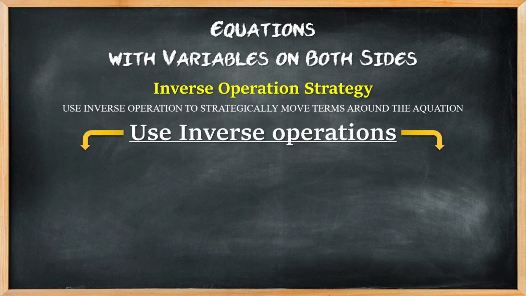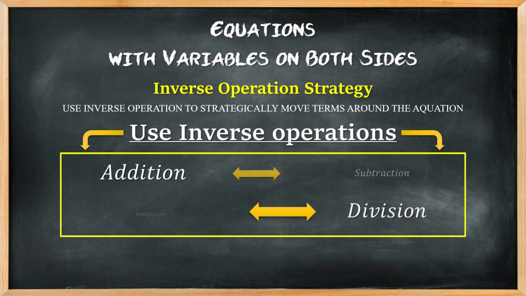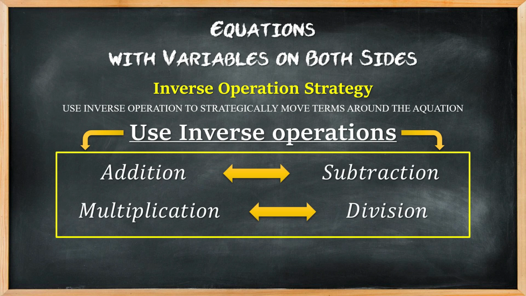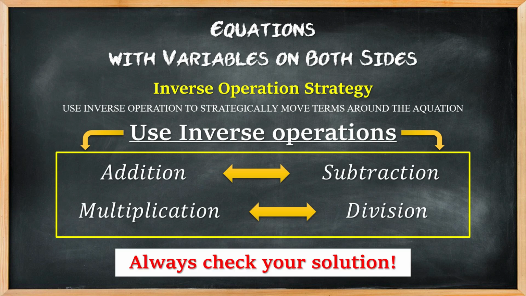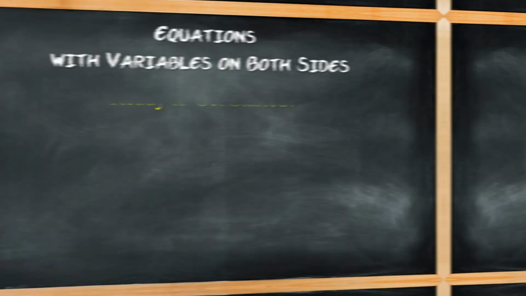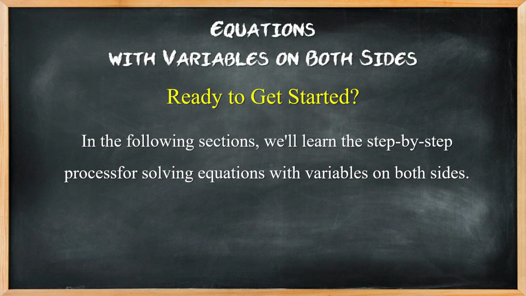We'll use inverse operations to strategically move terms around the equation. Addition and subtraction are inverses, as are multiplication and division. These inverse operations will help us move terms from one side of the equation to the other, getting us closer to isolating our variable. Now that we understand what we're trying to accomplish and the tools we'll use, we're ready to dive into the step-by-step process for solving these equations.